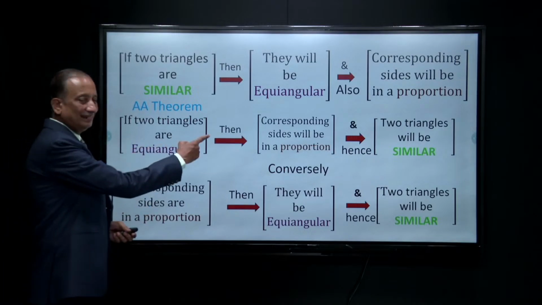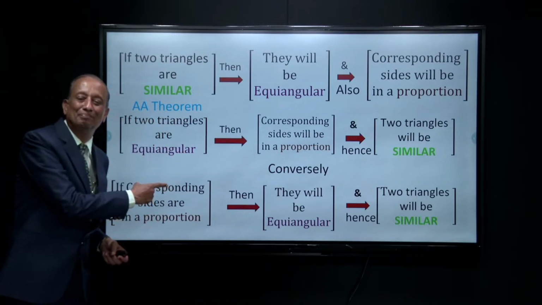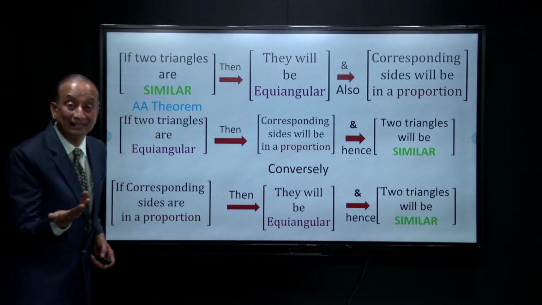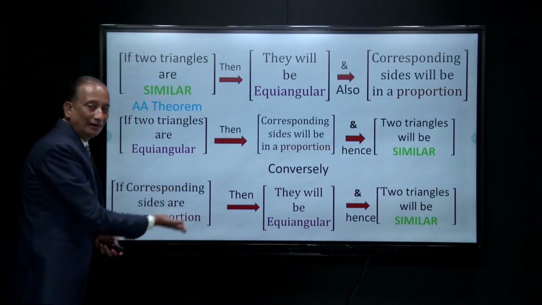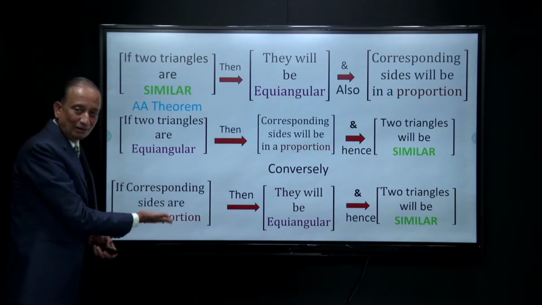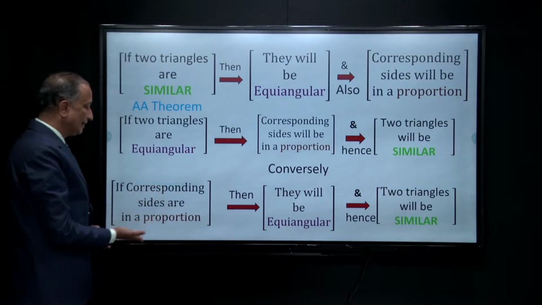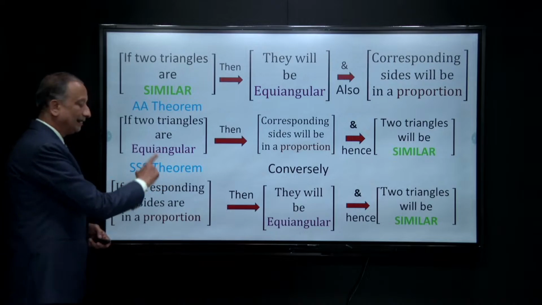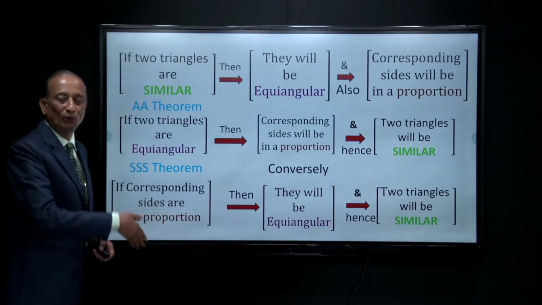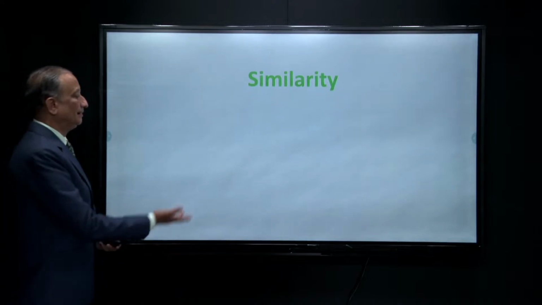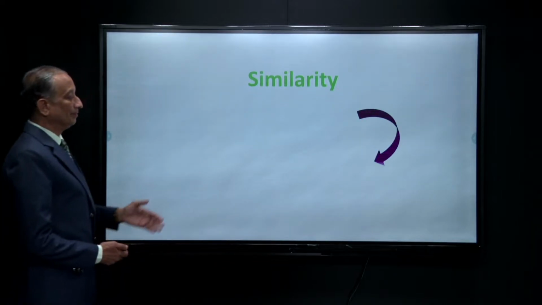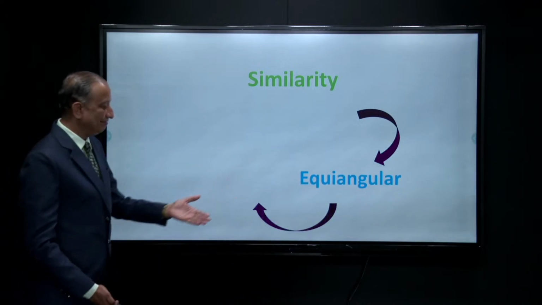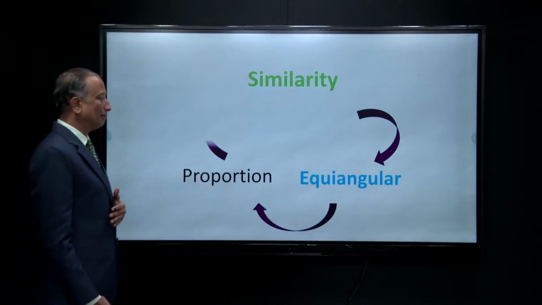Children, this is the very first theorem in similar triangles, called the angle-angle theorem or AA criterion, and this is the converse to this. What can we call this? This we will call the SSS theorem, the side theorem, which we are going to prove in the future classes. So similarity leads to equiangularity, and equiangularity leads to proportion.